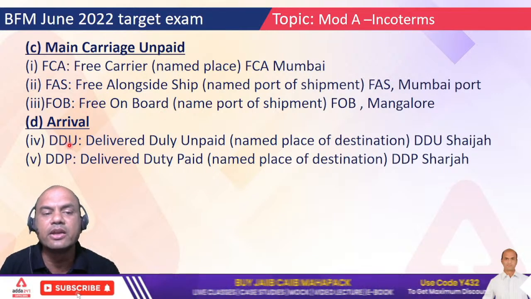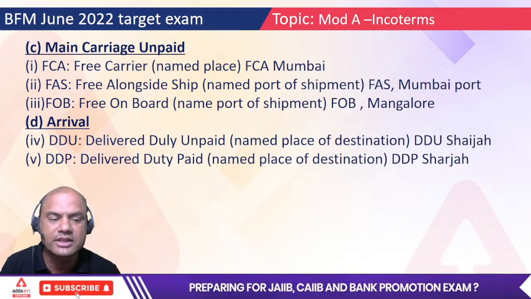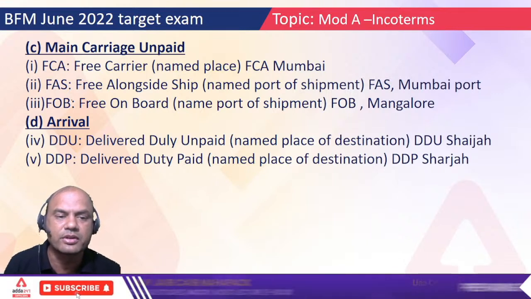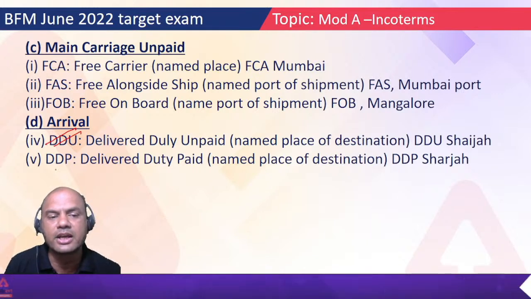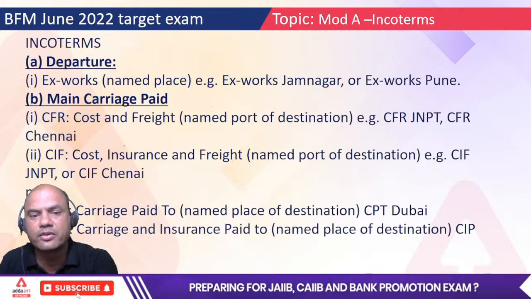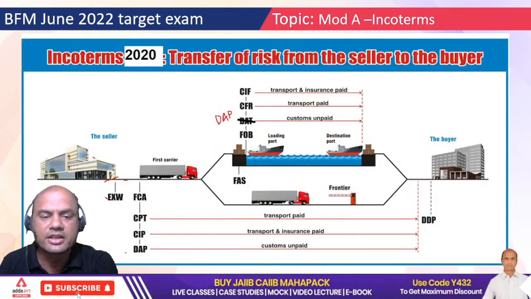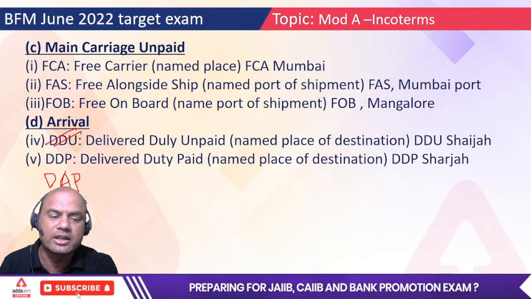Arrival: DDU and DDP. DDU is gone now. In Incoterms 2020 there is no DDU. Remember this, DDU is gone. Now it's DDP only. DDP and DAP. DAP, delivery at place, I just explained over here. DAP is this one. So DAP and DDP are the two arrival Incoterms in 2020 now.